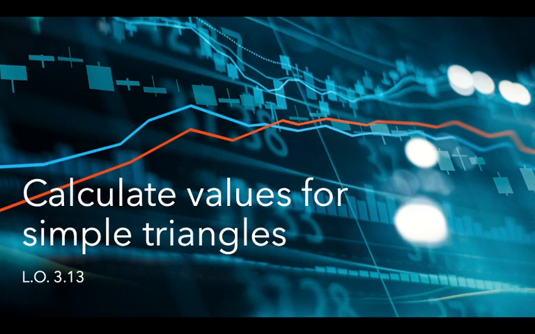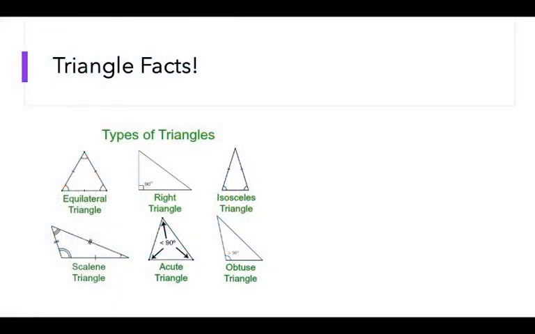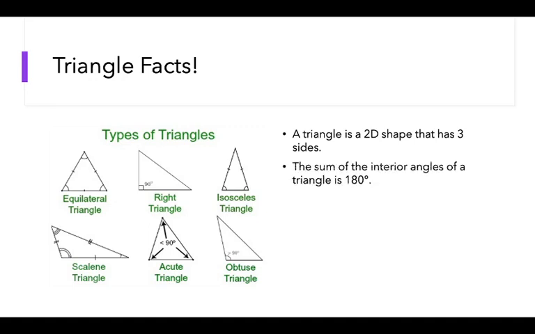So in this video we're going to take a look at calculating values for simple triangles. A triangle is a 2D shape that has three sides. The sum of the interior angles of a triangle is 180 degrees.